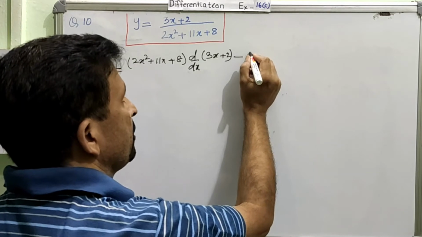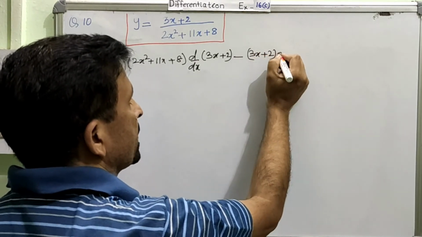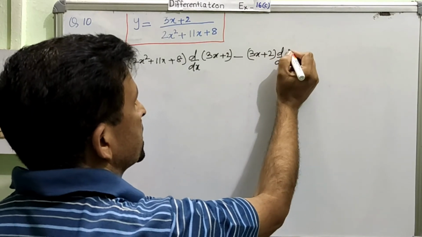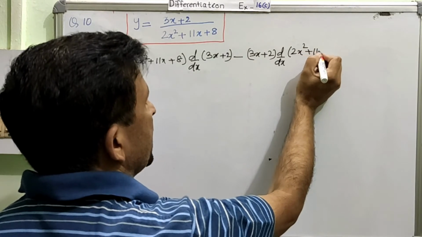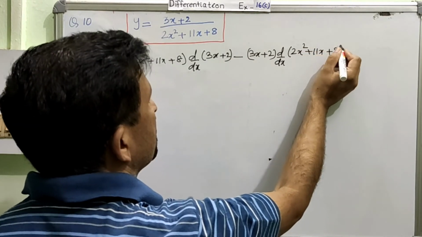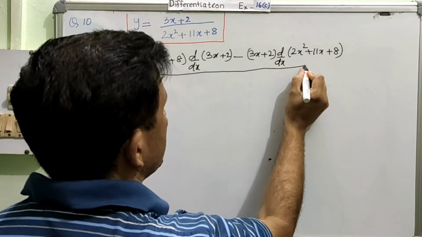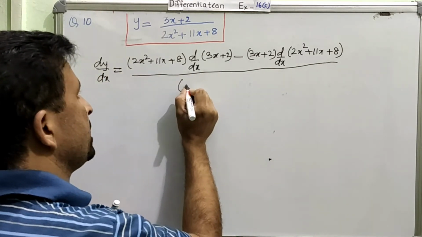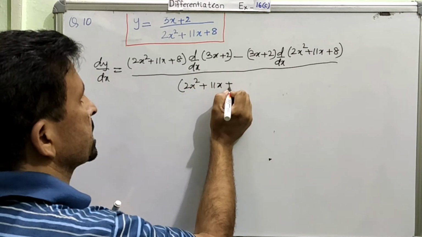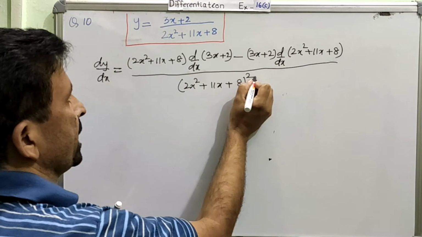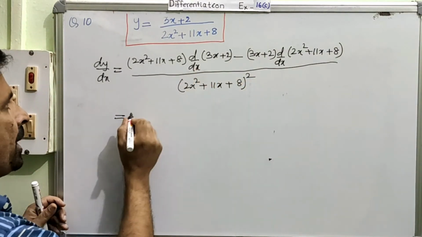So then now u will be kept as it is, the numerator will be kept silent, and then we will find the derivative of the denominator, that is v. So this is 2x square plus 11x plus 8. And then finally what we do is we square the denominator. So this is 2x square plus 11x plus 8 square. Right? Now numerator will be differentiated, whichever part.